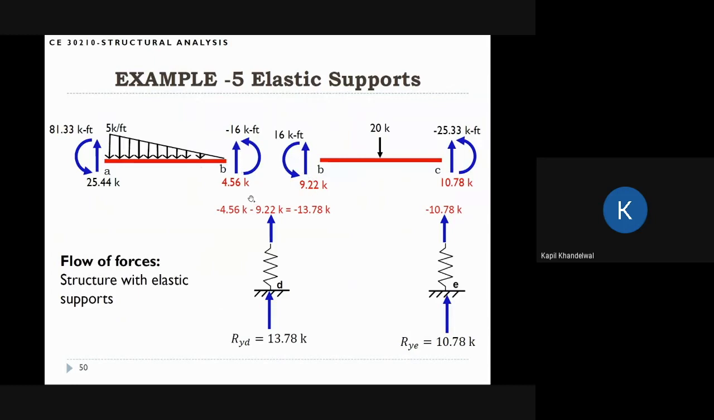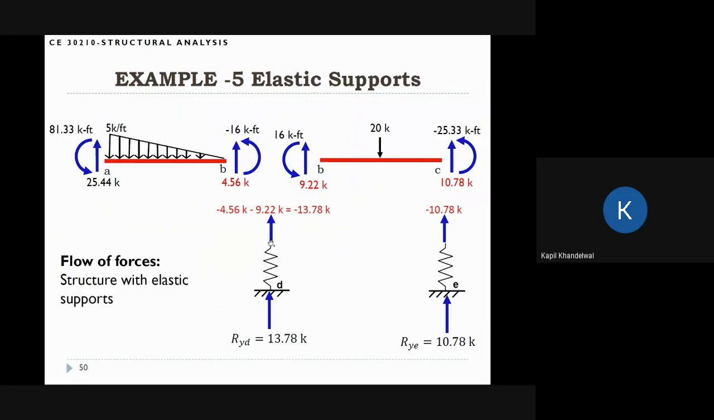If you look at B here, remember that there was no vertical force or no movement at B. So these two movements are actually canceling. But there is still some vertical force that is coming from the spring, and they're canceling each other. So you can see that 4.56 plus 9.22 is the total force upward because of the spring, and this force is actually getting transferred to the spring.